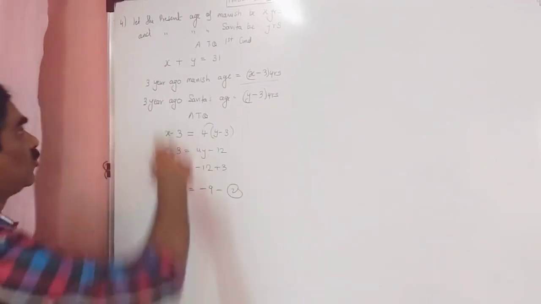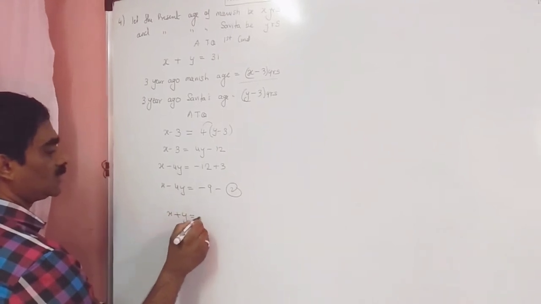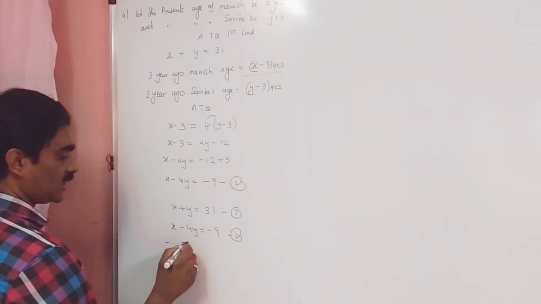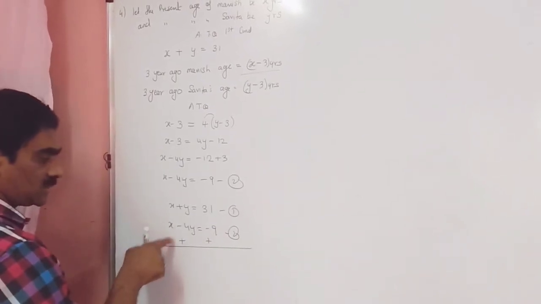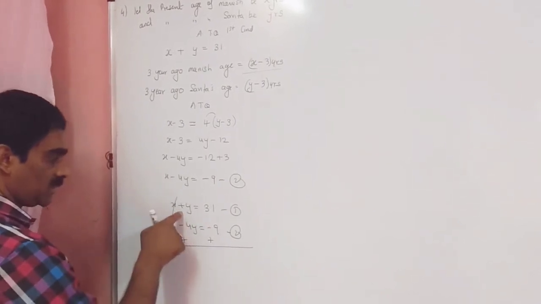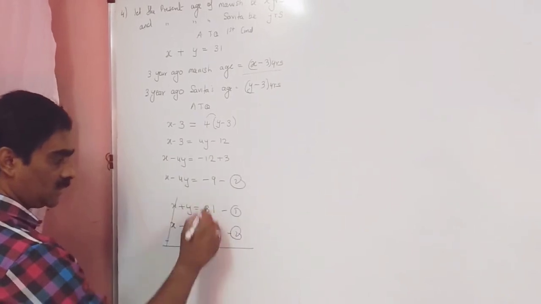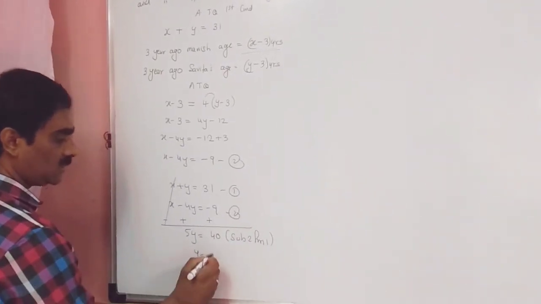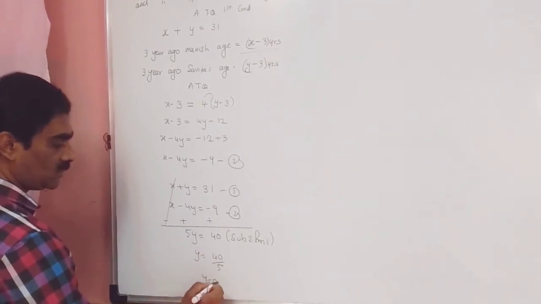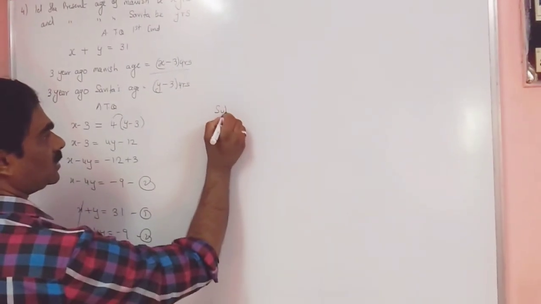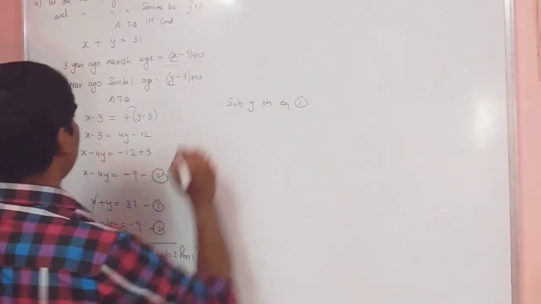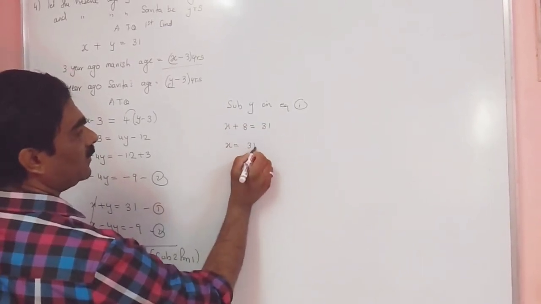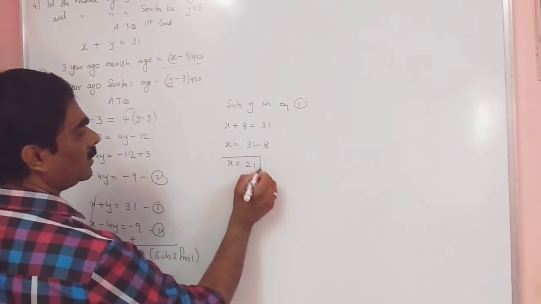Now see, take both the equations. X plus y is equal to 31, X minus 4y is equal to minus 9. Subtracting the second from the first, change the sign: plus to minus, minus to plus, cancel this one. 4 plus 1, 5y is equal to 40, so y is equal to 40 upon 5, y is equal to 8. Then substitute y in equation 1. X plus 8 is equal to 31, X is equal to 31 minus 8, X is equal to 21.